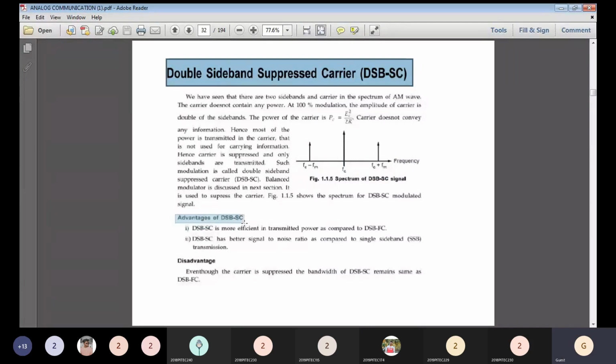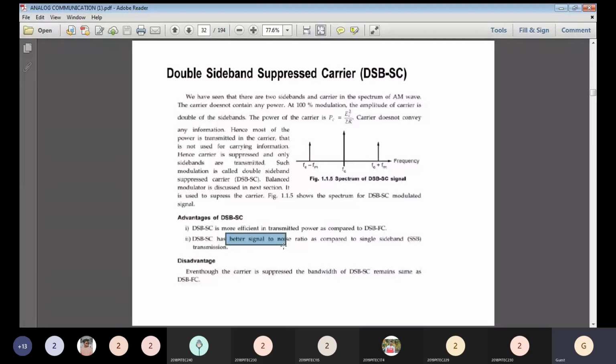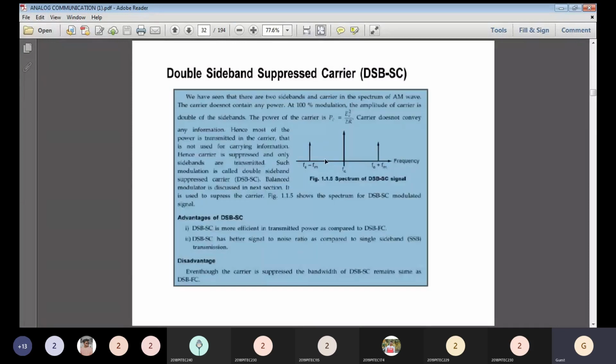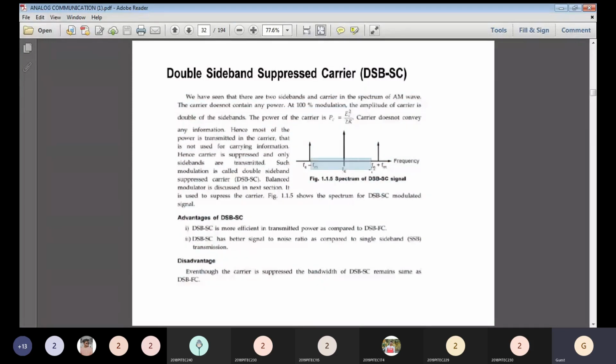So the advantages of double sideband suppressed carrier: it is more efficient and it has a better signal to noise ratio. Even though the carrier is suppressed, the bandwidth requirement is the same. That is the problem with this one. What is the bandwidth requirement? The frequency range spacing between FC minus FM to FC plus FM. This spacing, or the bandwidth, is equal to 2 FM. Again, the bandwidth requirement is twice the frequency of the original signal. So 2 FM is required.